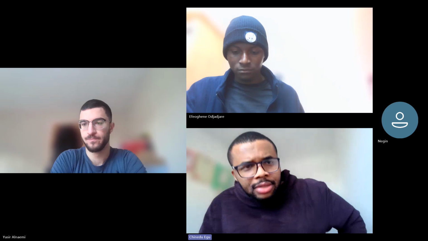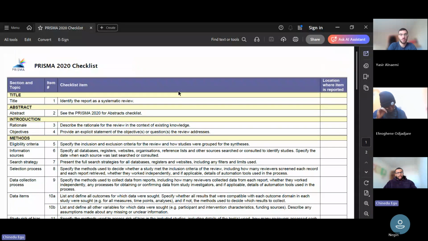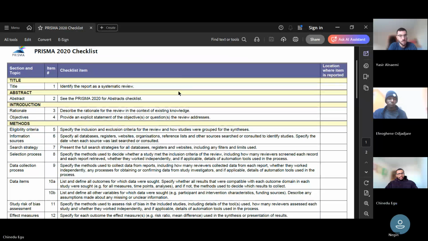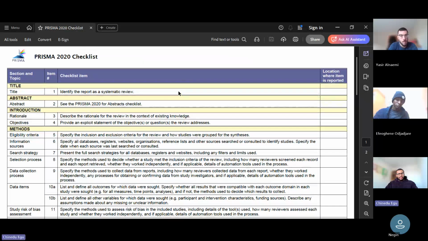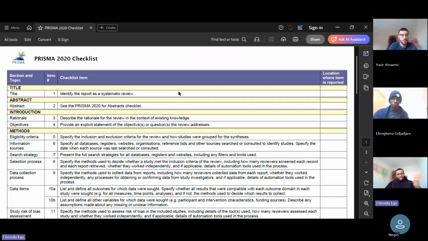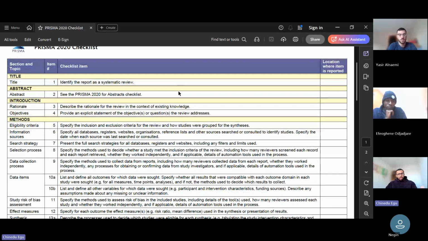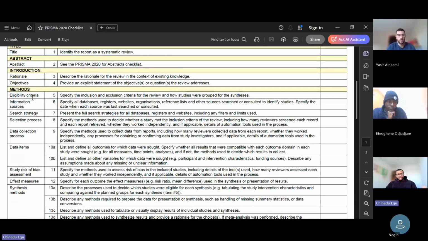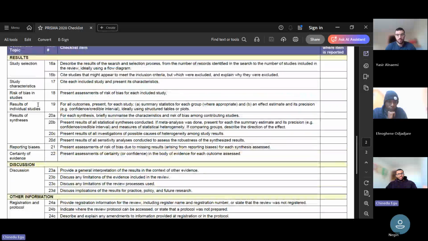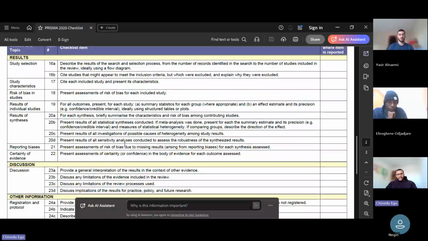Lovely. So I was talking about the PRISMA 2020 checklist. Yeah, so this is what a checklist looks like. It's a very important tool. It guides you on what have I done, what do I still need to do. All the things I've talked about, introduction, methods, results, discussion, you've got them very well outlined here.